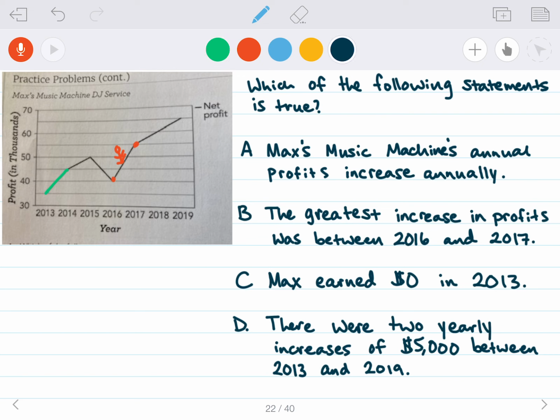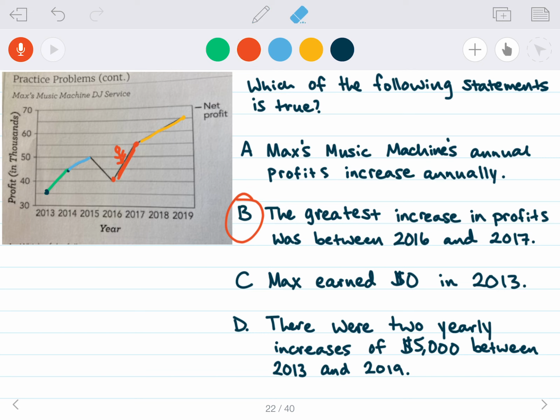Or even, say, this one. This isn't even a contender because we're decreasing the profits. Or this one right here. So the yellow, blue, and green are all flatter than this red part. And so the steepest part is going to be between 2016 and 2017. So this has to be our correct answer choice.